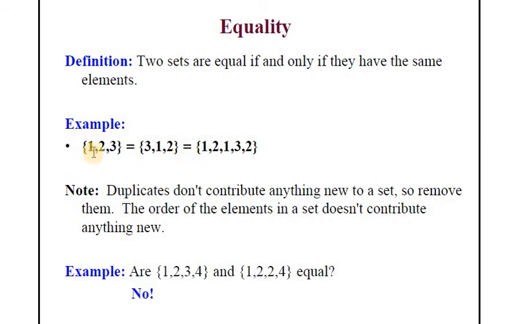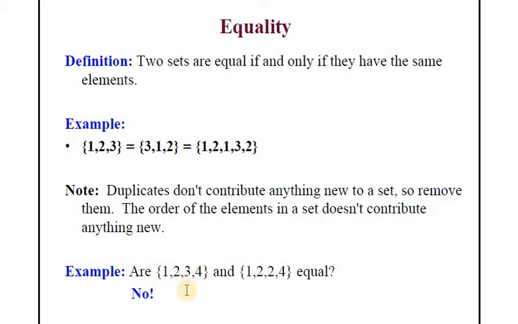Here you see 1, 2, 3, and here 3, 2, 1, and here 1, 2, 1, 3, 2. So in these three collections, in each of these collections, three elements are there, that is 1, 2 and 3. So the sets are equal.